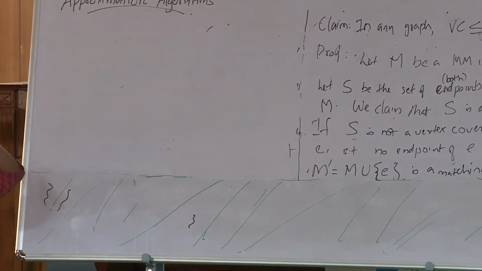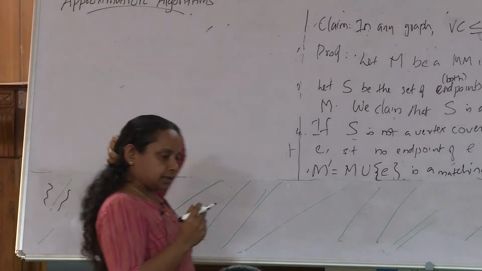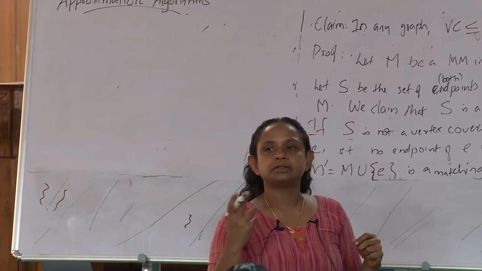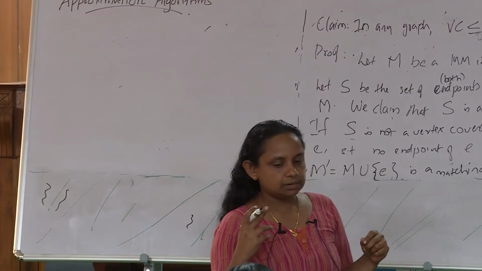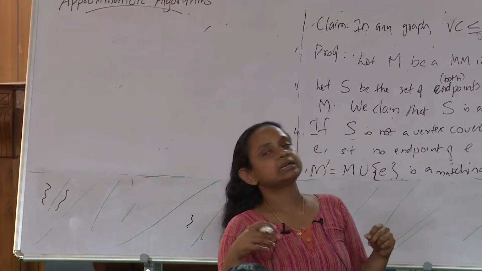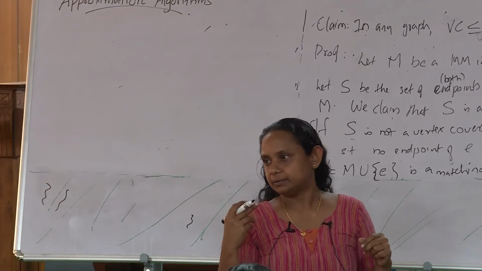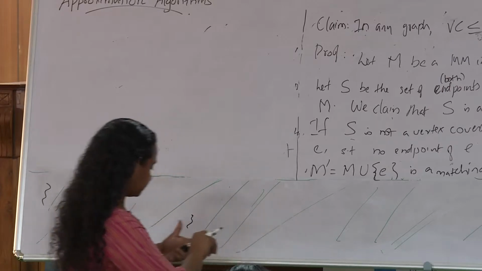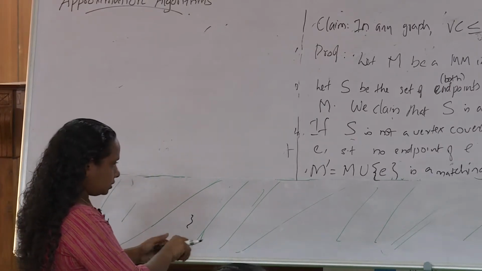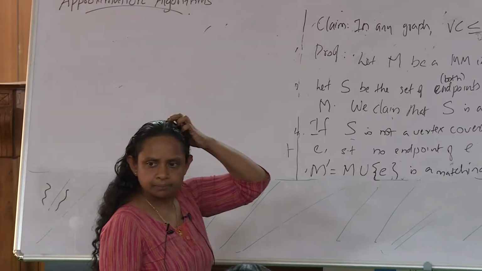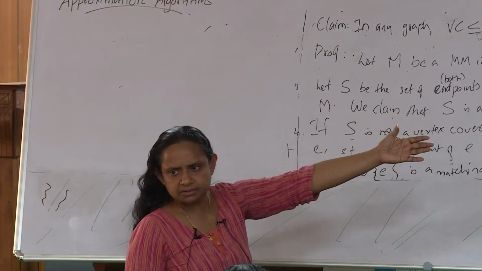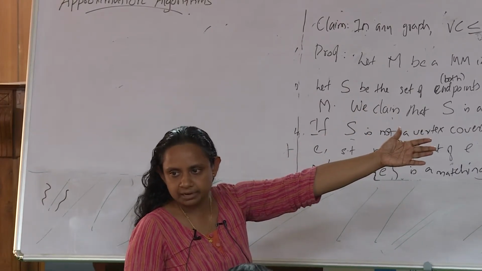But I did not actually prove that a vertex cover cannot be of size more than 2 times maximum matching. I have not yet proven it, okay? I will prove it. Is that obvious? It is, right? It is obvious because I have got a solution like that.